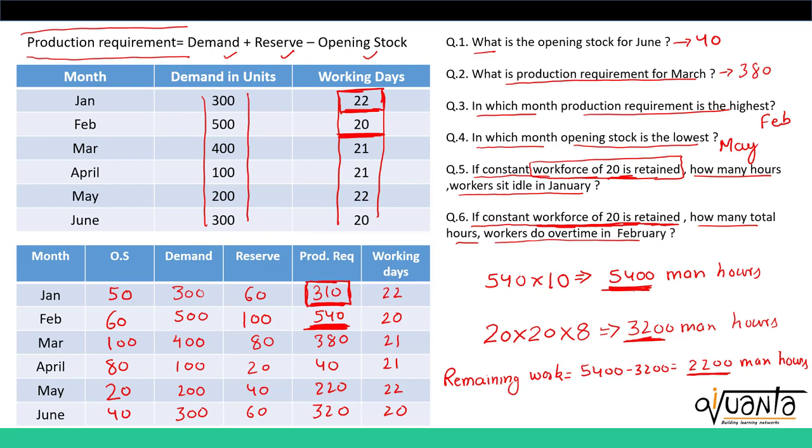So the number of hours for which 20 workers will do overtime will be 2200 upon 20, which gives us 110 hours. So the correct answer for this question will be 110 hours.